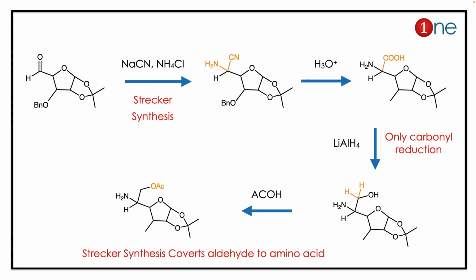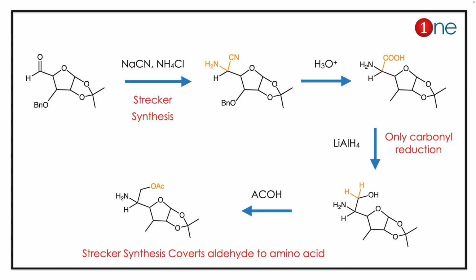Here the answer involves a named reaction, which is the Strecker synthesis. The Strecker synthesis converts aldehydes into amino acids. Normally in the Strecker synthesis, cyanide is added to the carbonyl carbon. So cyanide adds to the carbonyl. You have cyanide and amine on the same carbon. That is the importance of the synthesis.